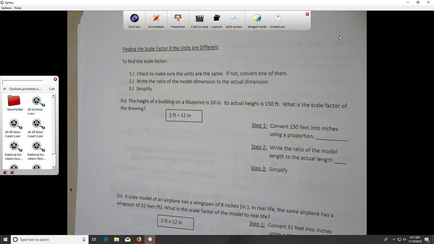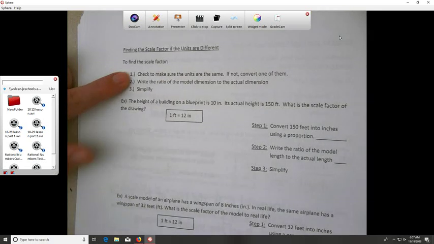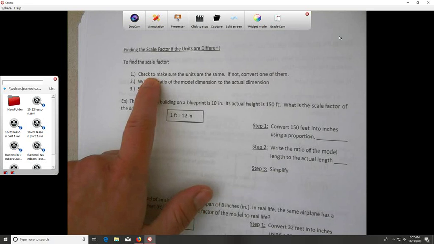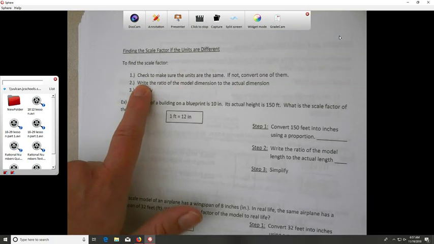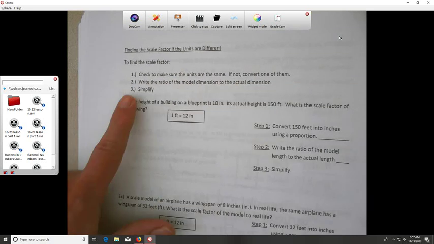So if they're different, we're going to have an extra step here. To find the scale factor, these are our steps. Check to make sure the units are the same. If they're not, you need to convert one of them so that they are the same. Then we're going to write that same ratio, model over actual, and simplify.